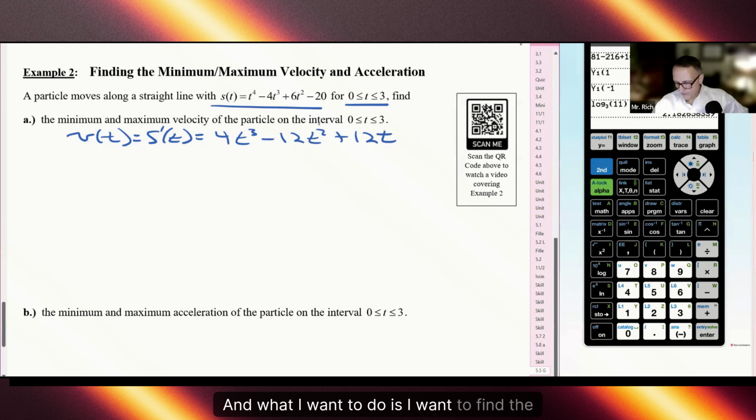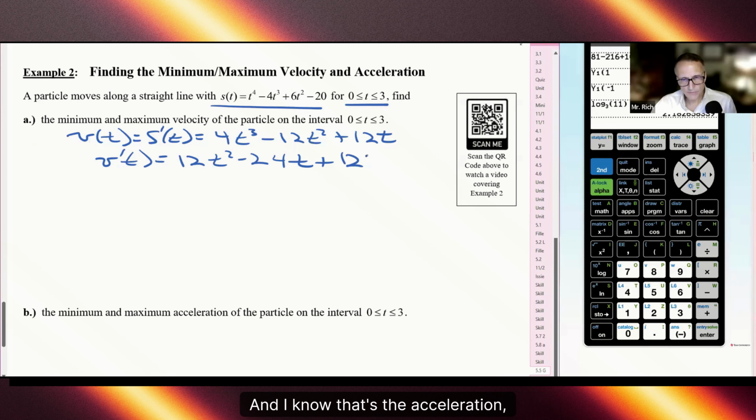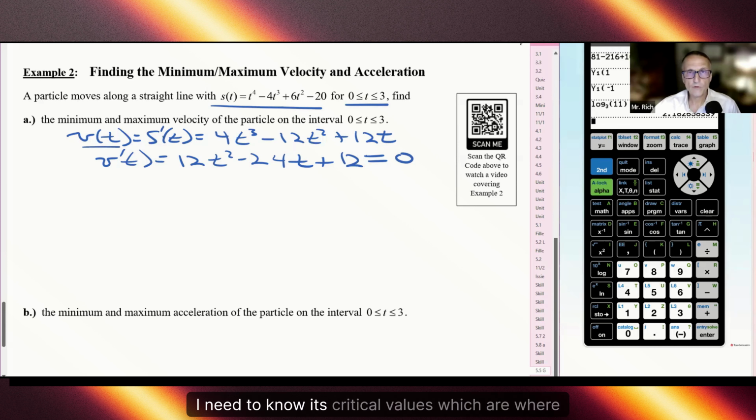And what I want to do is find the critical values for the velocity, because I'm trying to find the min and max velocity. So I have to find the critical values for velocity, which means I need its derivative, which would be 12t squared minus 24t plus 12. And I know that's the acceleration, but for us, if I'm trying to find the max and min of the velocity, I need to know its critical values, which are where its derivative will be 0.